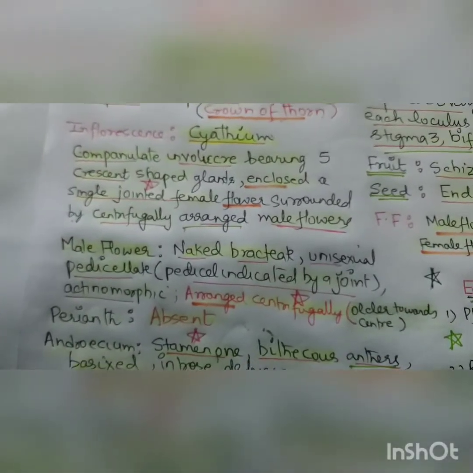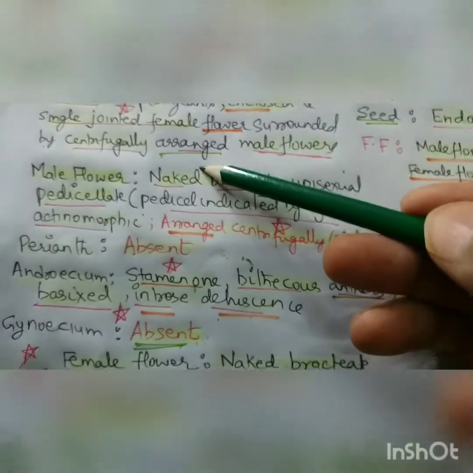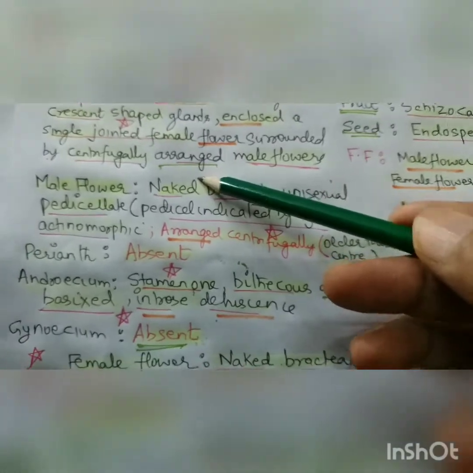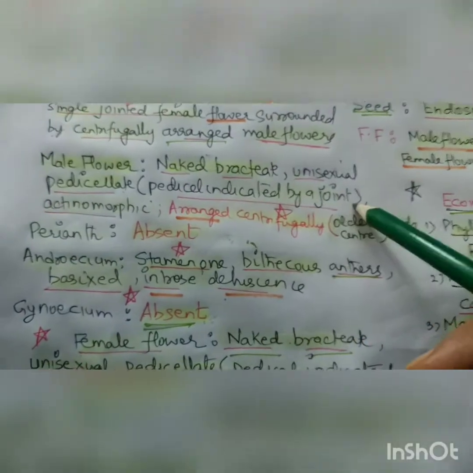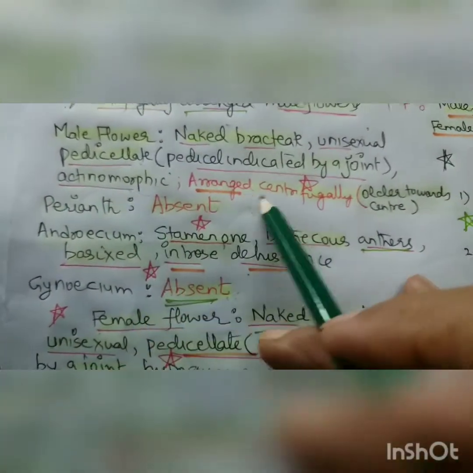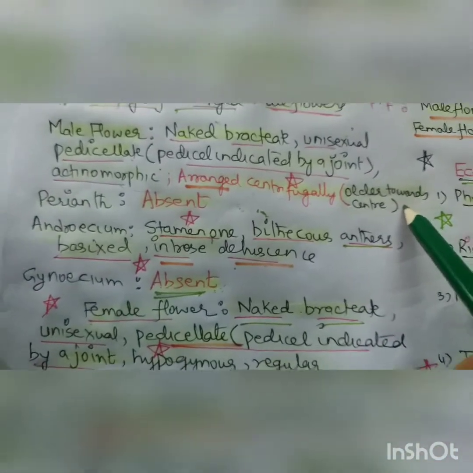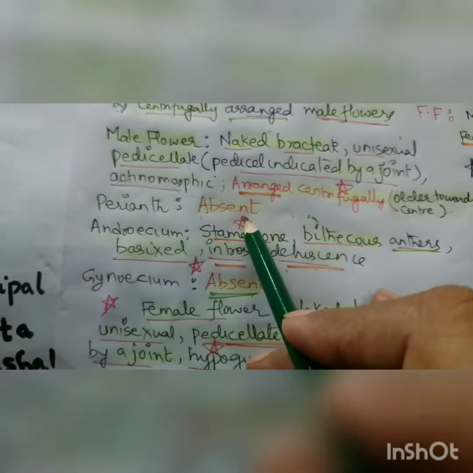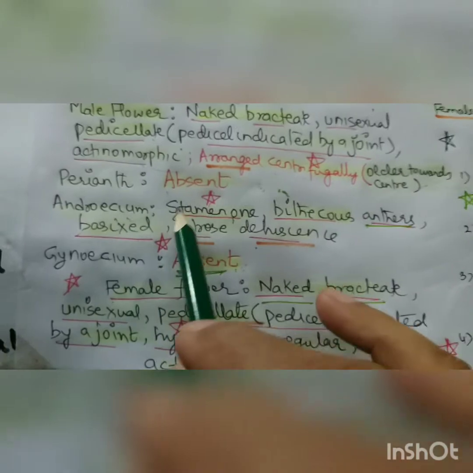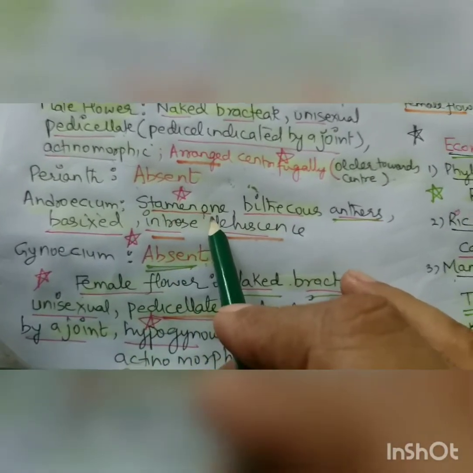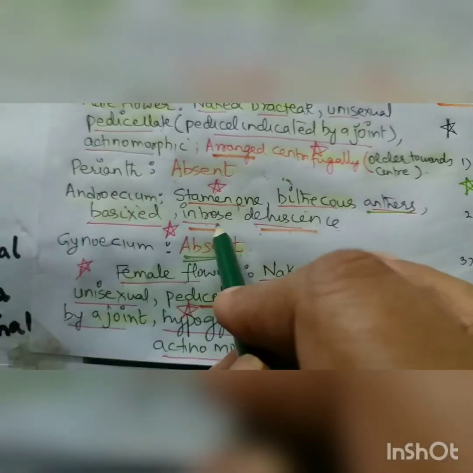Cyathium we did, and now we are coming to the male flowers. Male flowers are naked. This question comes: the female flower is also naked. Bracteate, unisexual, pedicellate, pedicellate indicated by the joint. Actinomorphic, and male flowers are arranged centrifugally, older towards the center. In male flowers, perianth is absent, and gynoecium is absent, it is a male flower. So androecium, the stamen is 1. Anthers bithecous, basifixed, and dehiscing introrse.